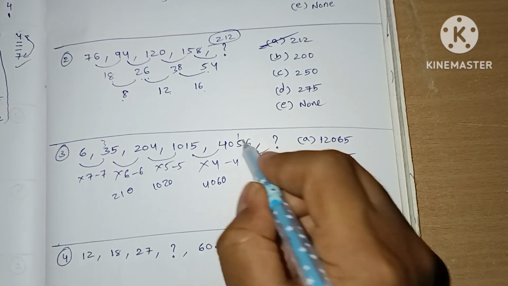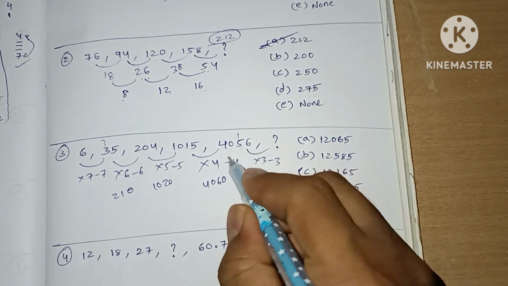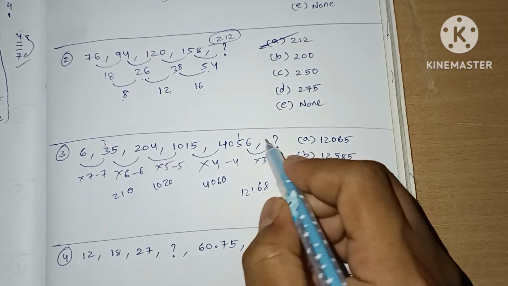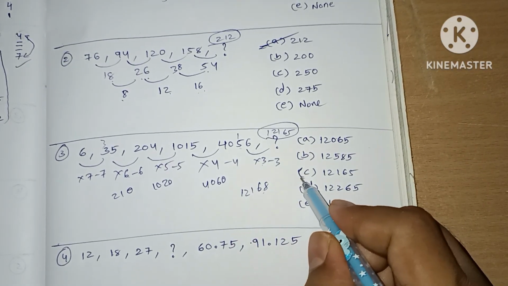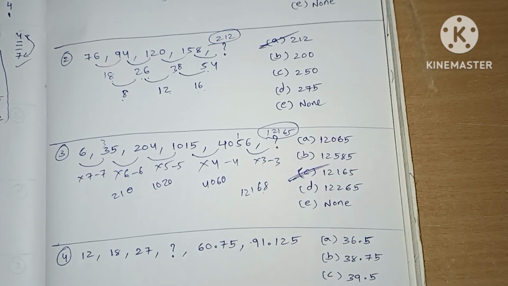3 6 times is 18. 3 5 times 15. 3 4 times is 12. Minus 3 means 12165 is our answer. Answer is 12165. Option C is our answer.